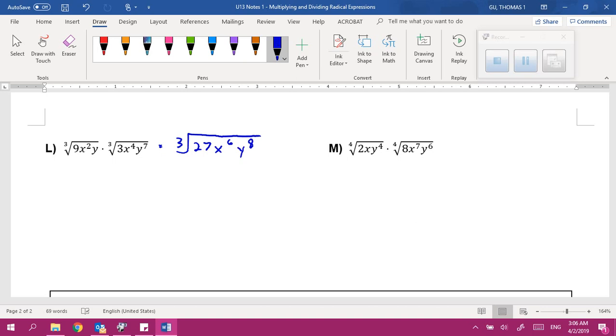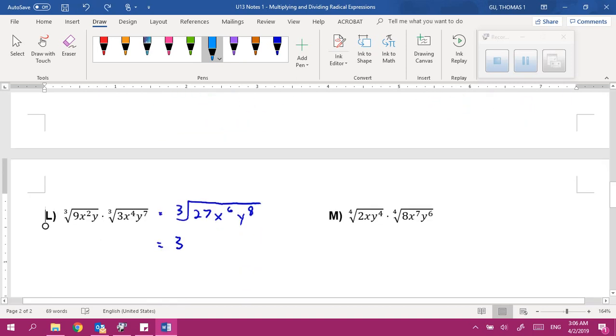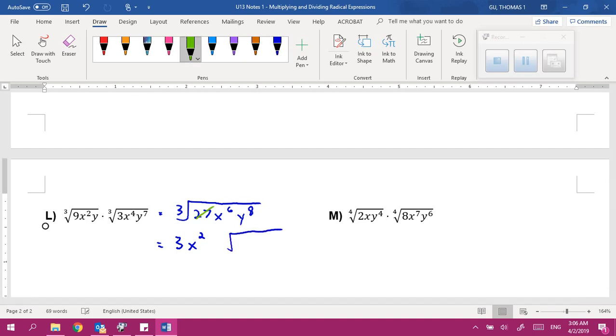So right here, at the beginning, I can see it's an odd index. So I don't need to worry about absolute value signs with odd indexes. Okay, so equals, what is the cube root of 27? That's 3. Okay, 6 is the power on my x, and my index is 3. So I just take 6 divided by 3. There's no remainder. 6 divided by 3 is 2, so I'm going to have x squared on the outside. Okay, so I took care of the 27, took care of the x to the 6th.